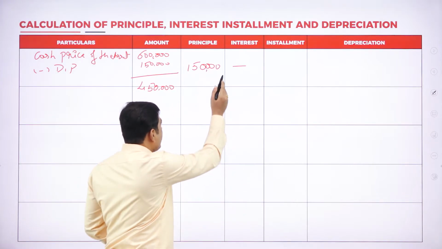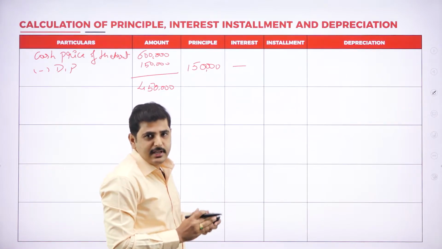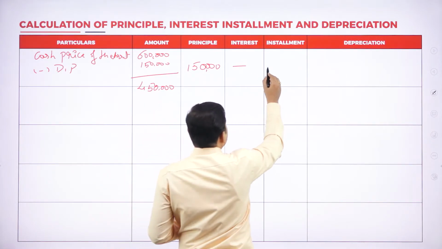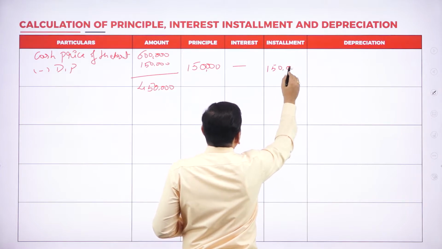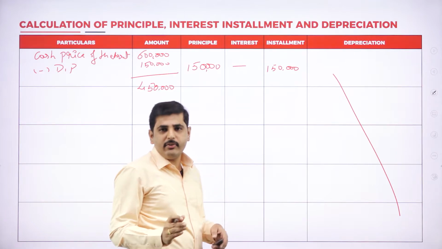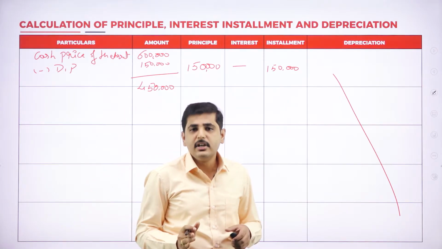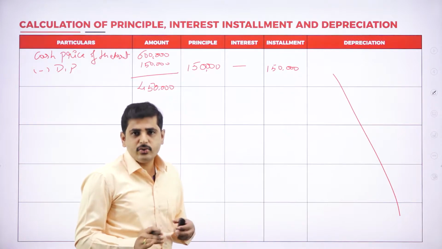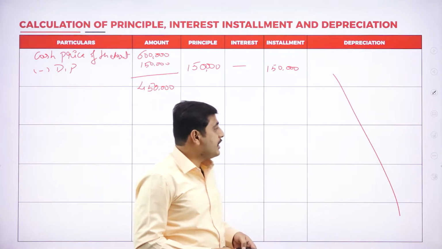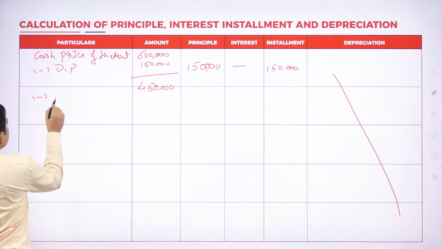There is no interest for the down payment because we are paying the down payment on the same day when we are purchasing the asset. So let's write installment 1,50,000. There is no depreciation, because we are preparing the ledger entries in the books of hire seller, not in the books of hire purchaser. The hire seller is not having any asset, so we need not calculate the depreciation. Next one, minus first installment.